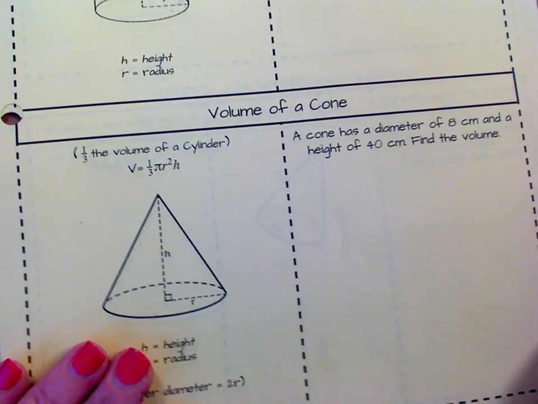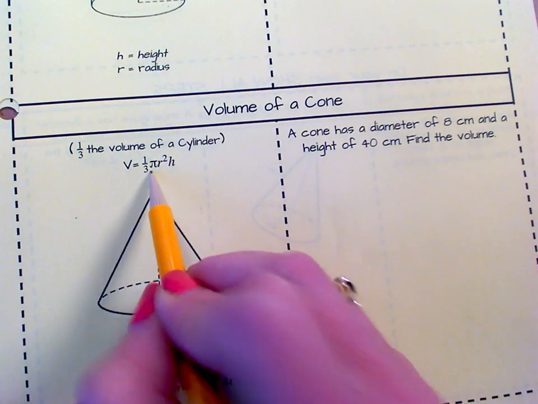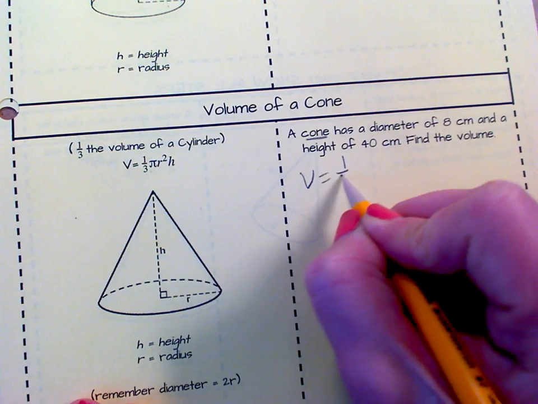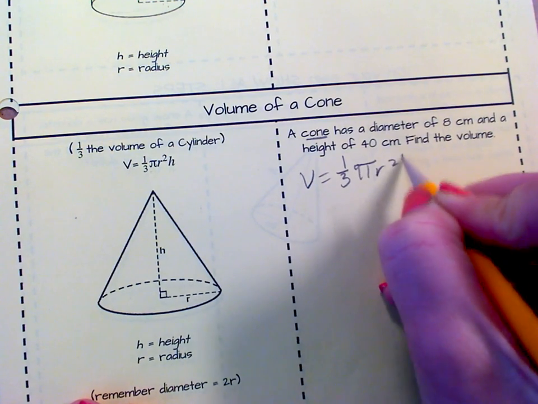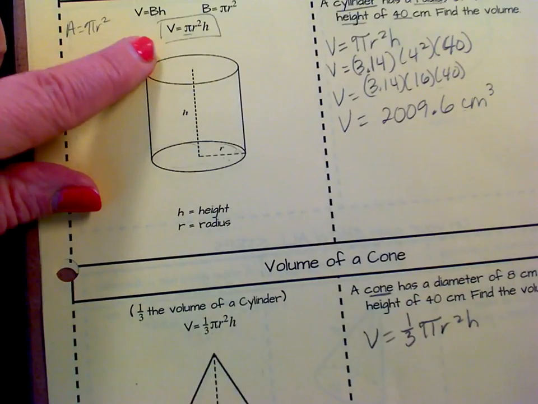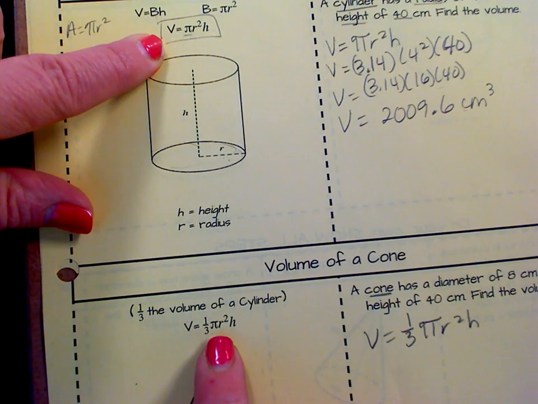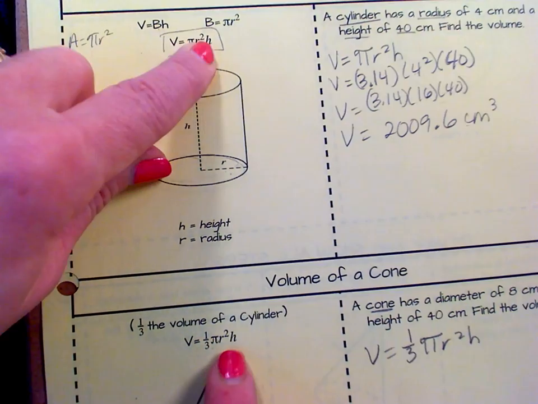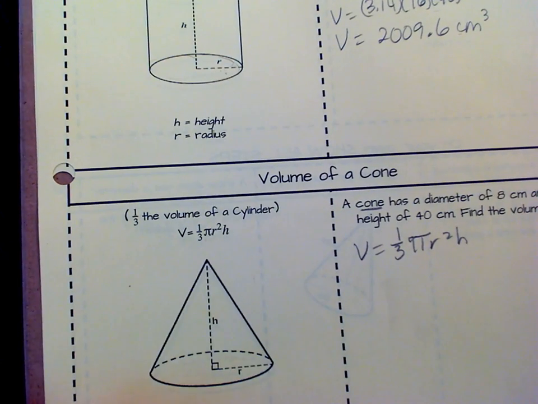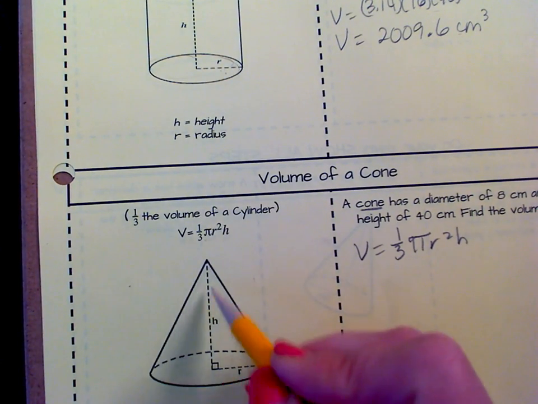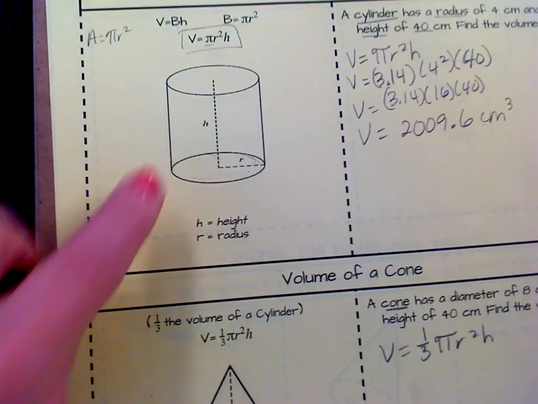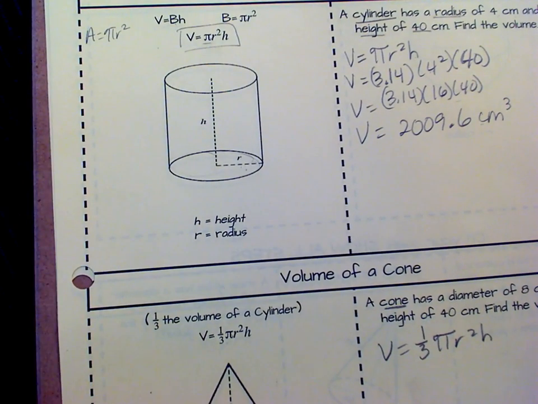Cones. First of all, this is a cone. Your formula for the cone is volume equals 1/3 pi r squared h. What do you notice about the two equations? The only difference is that this is 1/3 of that same equation. So what does that tell you about a cone? That tells you a cone is 1/3 of a cylinder. How many cones would fit into a cylinder then, if a cone is 1/3? I know you're all shouting 3, so good job.